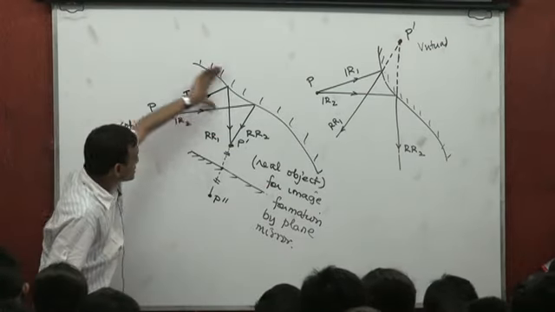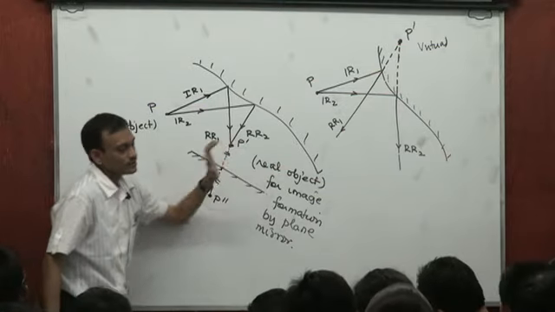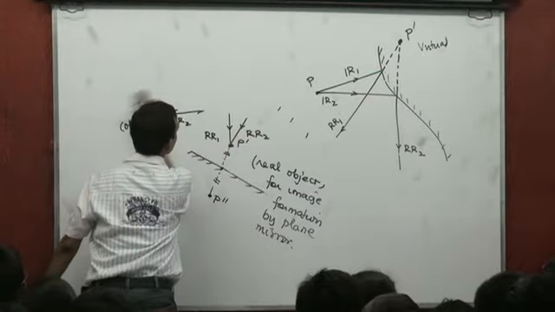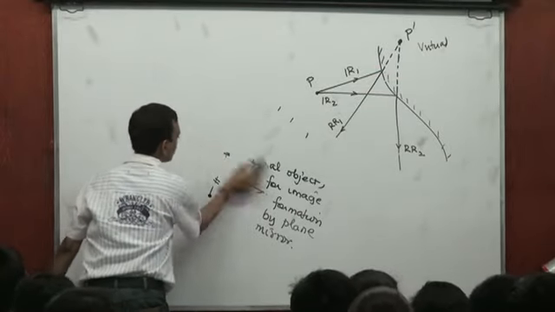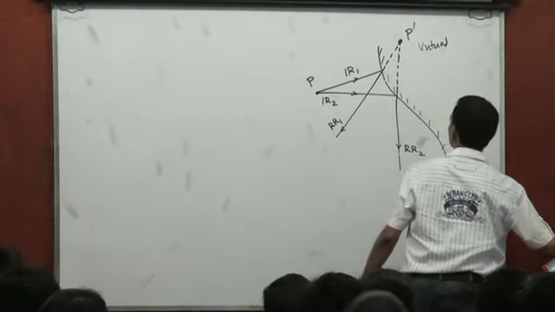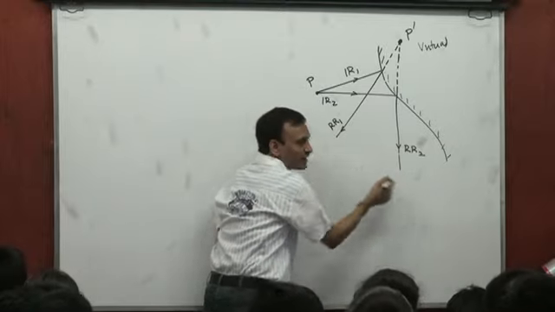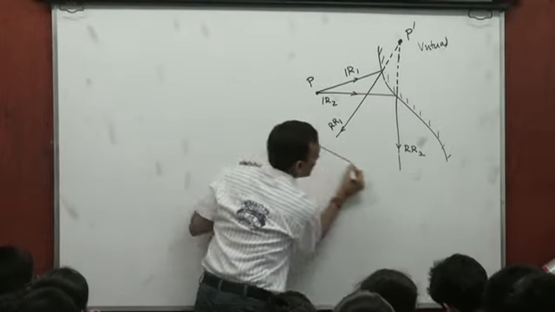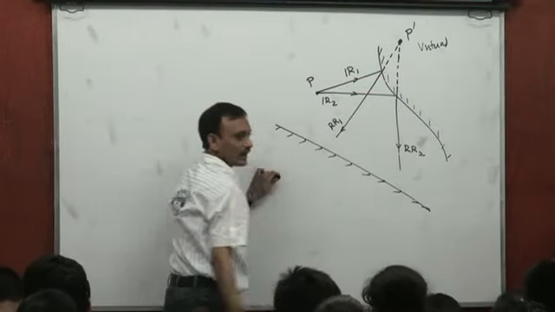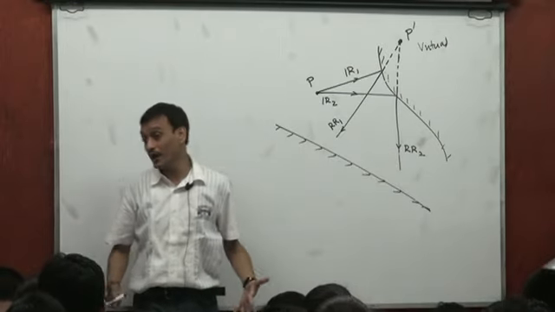In contrast, can I just remove this clutter? Do you understand what a real object is therefore? Right? In contrast, if these two rays, R1 and R2, had to be intercepted by a plane mirror, for example, there is light energy falling on the plane mirror.